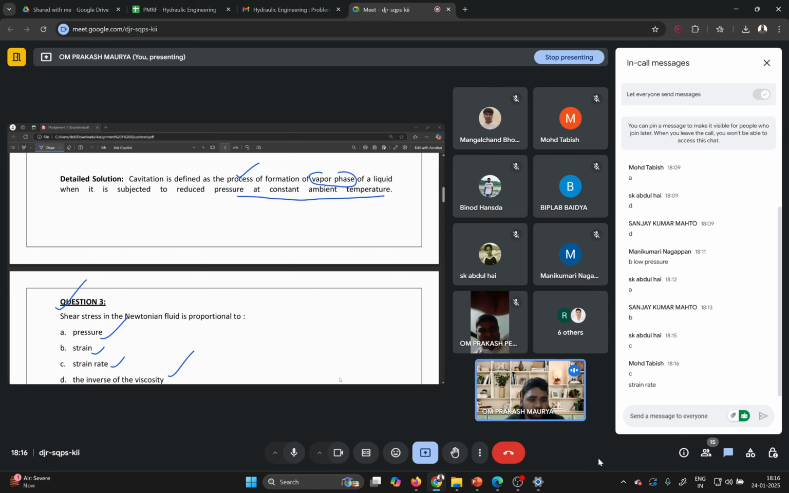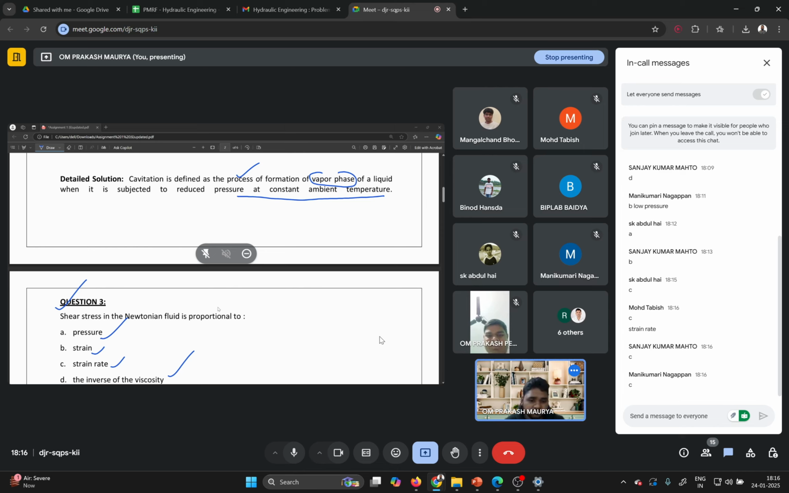Okay, strain rate, option C. Abdul is telling option C. Tabis is telling also option C. And the sun. Okay, everyone telling is option C. Definitely, this is your Newton's law of viscosity. A little bit I'll discuss here.